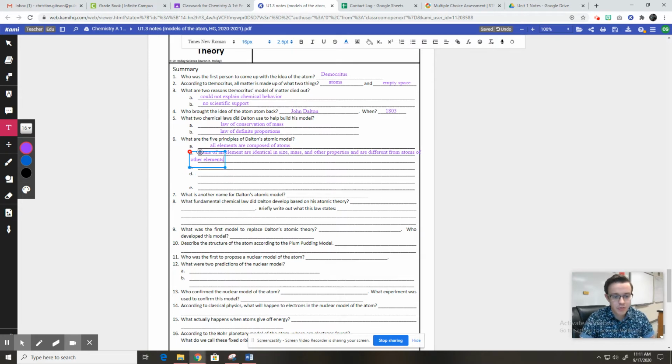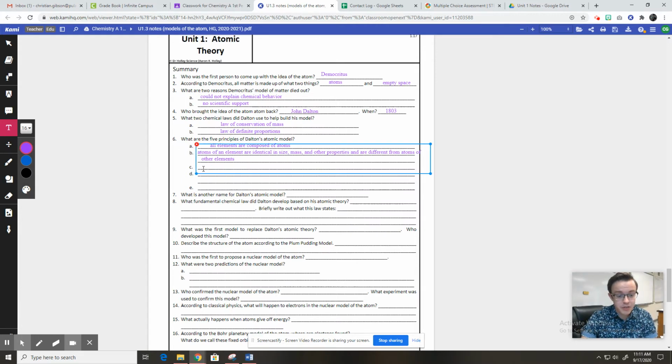So atoms of one element are identical in size, mass, and other properties, and they are different from atoms of other elements. Now that's pretty close. Now you guys know about isotopes, where atoms of one element can have different masses because they've got different numbers of neutrons, but he had no idea that subatomic particles even existed. So you guys actually have a leg up on John Dalton right now with your knowledge.